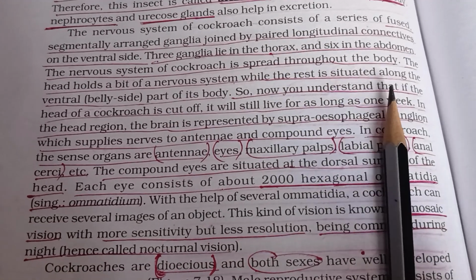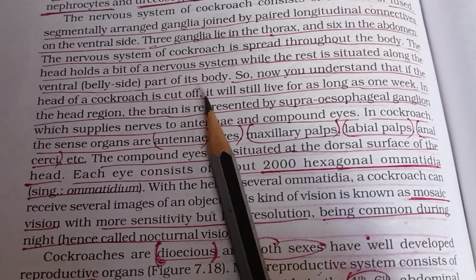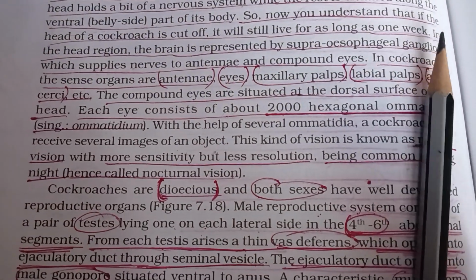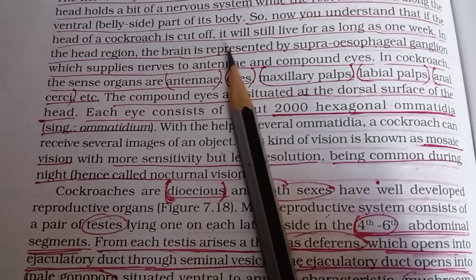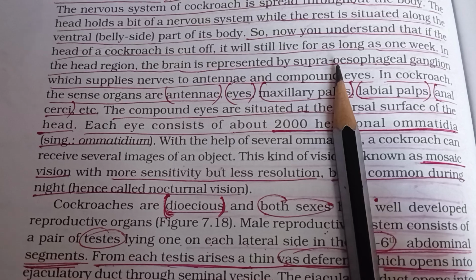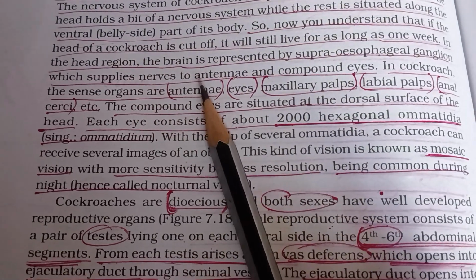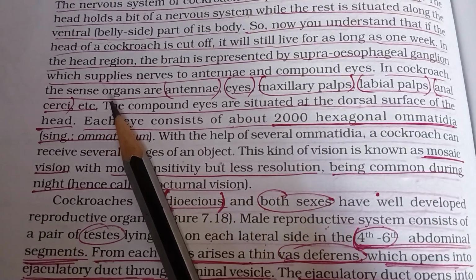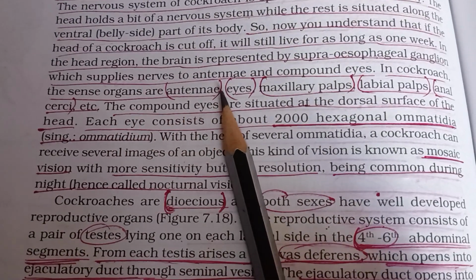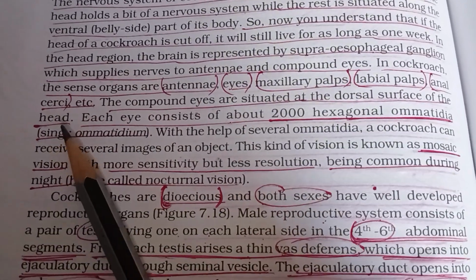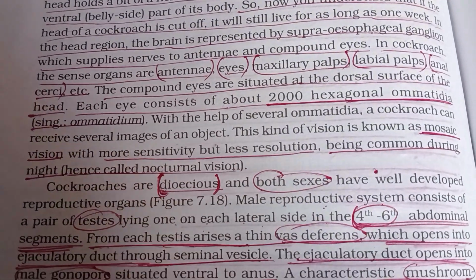So now you understand that if the head of a cockroach is cut off, it will still live for as long as 1 week. In the head region, the brain is represented by the supraesophageal ganglion, which supplies nerves to the antennae and compound eyes. In the cockroach, the sense organs are antennae, eyes, maxillary palps, labial palps, anal cerci, etc.